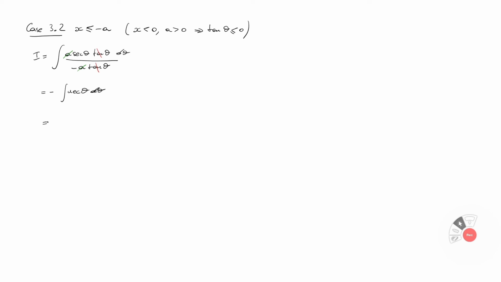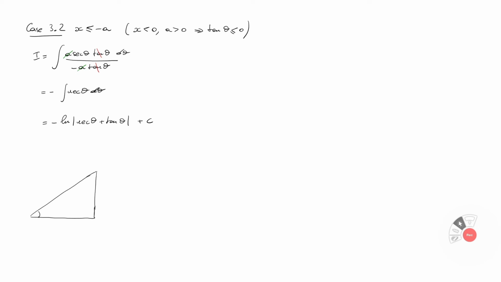And so now we can continue pretty much on the same trajectory as before. So the integral becomes minus the logarithm of secant theta plus tan theta, plus a constant. And now we have to rewrite things back in x. So let's go back to our triangle.